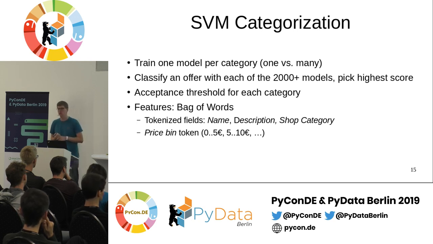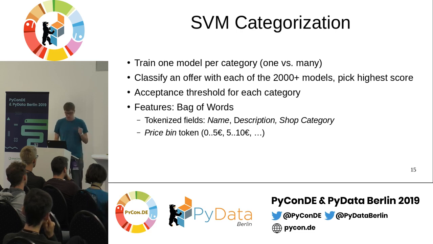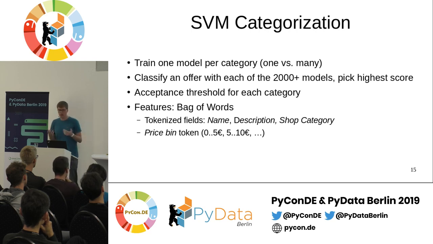And for each of the models, you could also set an acceptance threshold because you might want to adjust that. We'll mention it later a little bit. So what features were used? It was actually just a bag of words. You throw all the tokens you find in different fields into one bag of words and try to learn how they can help to identify the category. So you have some attracting word tokens and some repelling tokens in there, and that you want to learn.